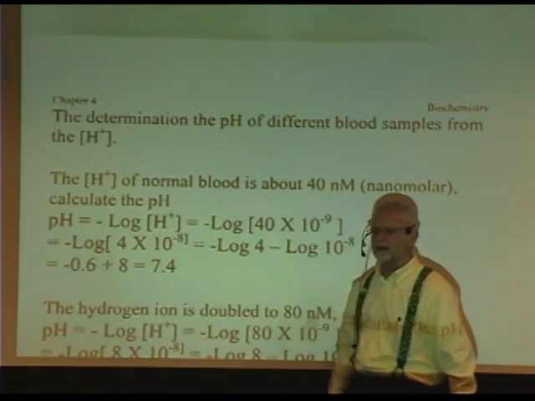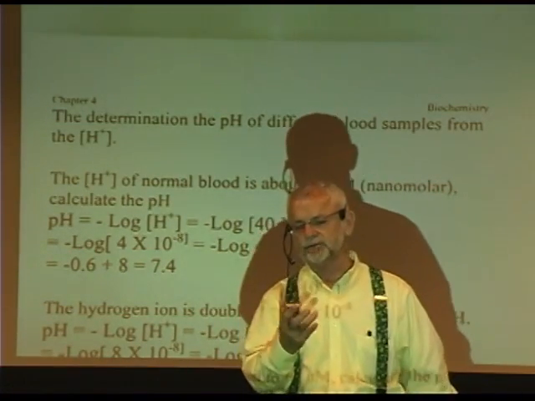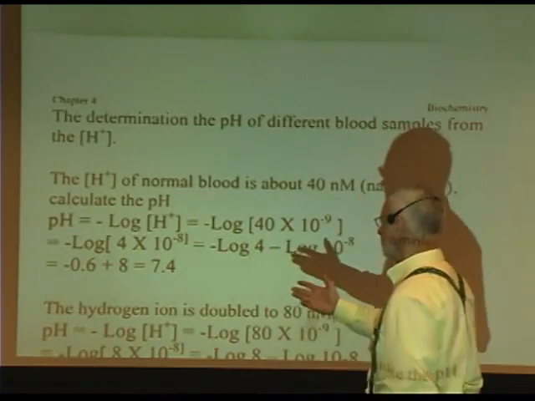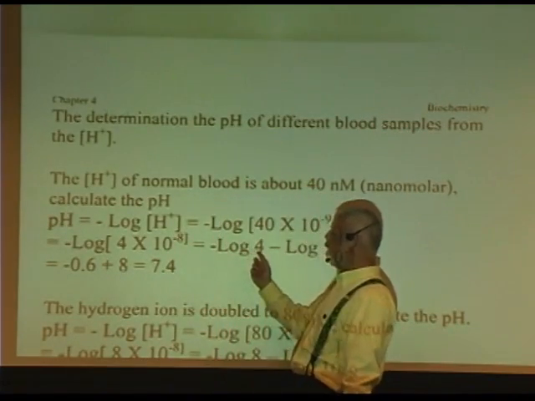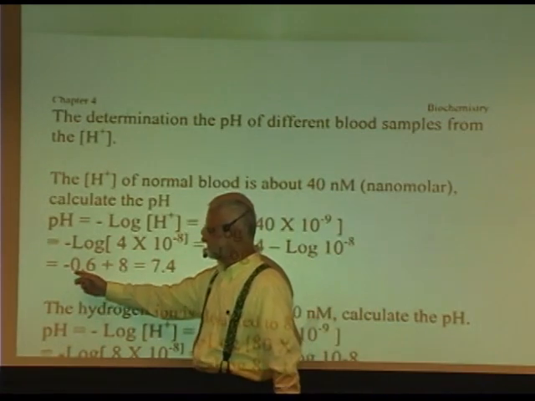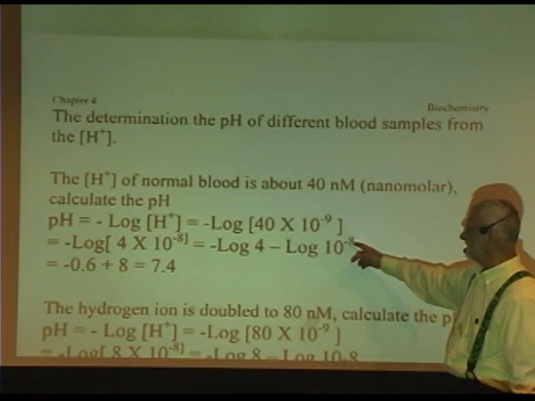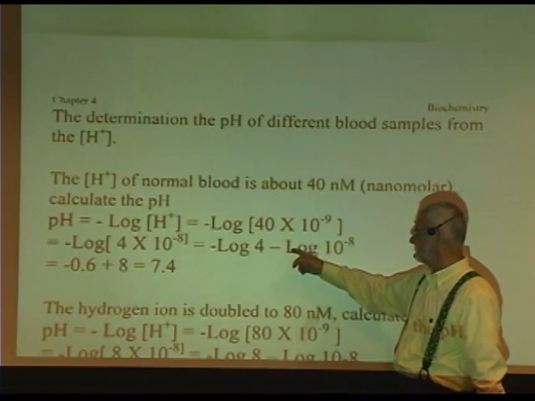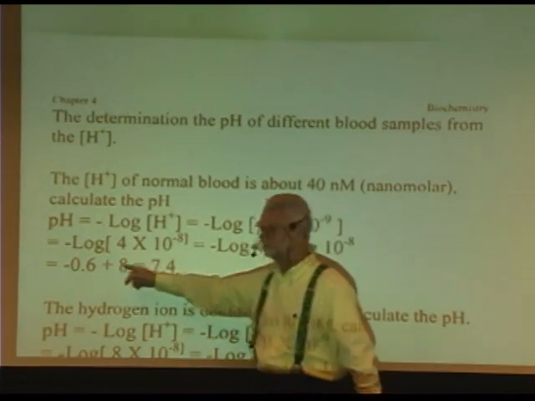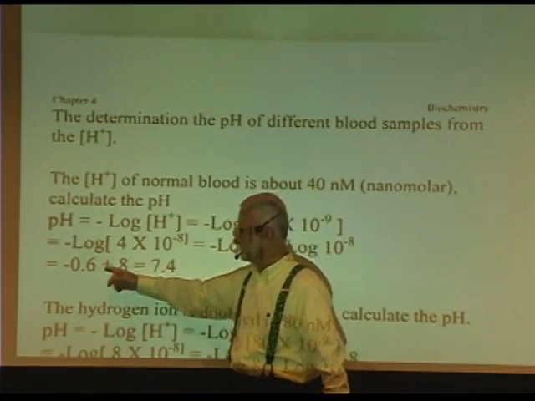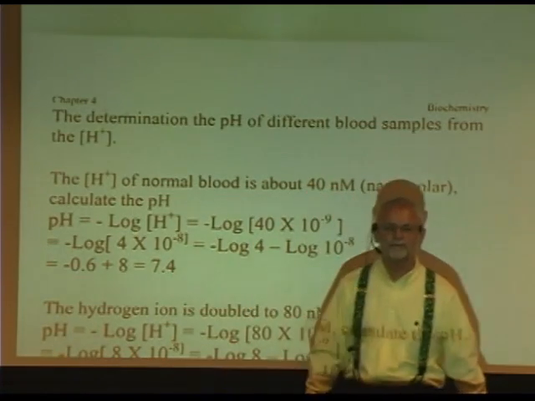What's this figure? Log of 4, well, the log of 2 is 0.3, so that's 0.3 plus 0.3. This would be 0.6. The log of 4 is 0.6. There's a minus in front of it, so that's a minus 0.6. The log of 10 to the minus 8th is minus 8, but a minus times a minus is a plus, so you get a plus 8. A plus 8 and a minus 0.6, when you combine them, you get a pH of 7.4.